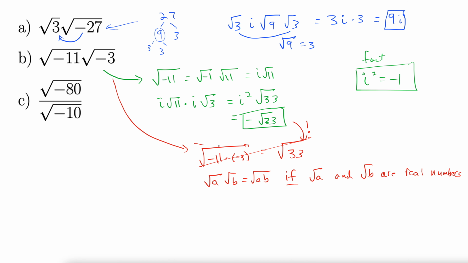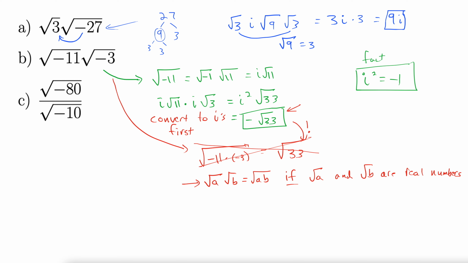So this turns out incorrect because of this fact right here. And this is the correct answer, negative rad 33. So be careful with that. There's like a little trap hanging out there, just waiting for you to step in it. Always convert to i's first. I'll say it that way.